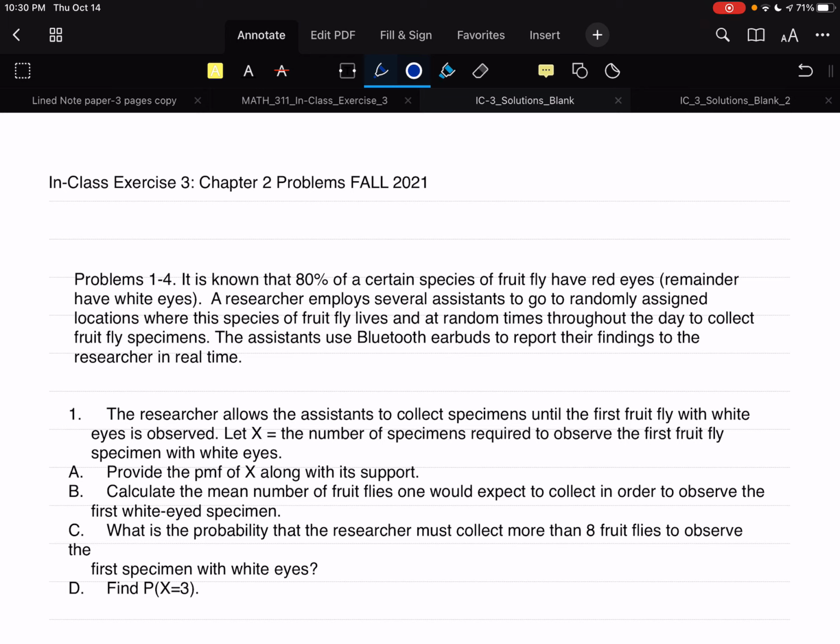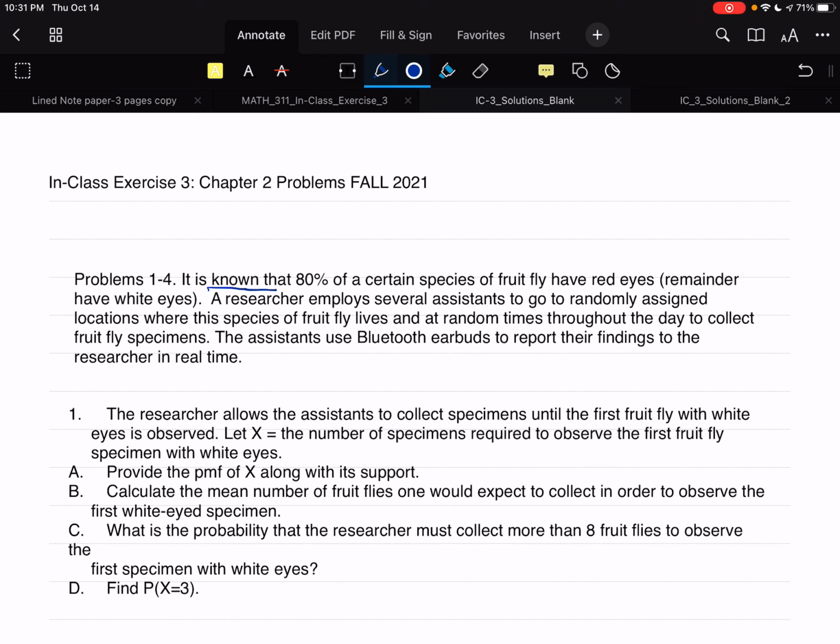Now, problems 1 through 4 use the information, and these numbers are made up, so please don't go out and start quoting statistics based on the situation here. I did take this from a real example, but I've changed the percentages. So I found a problem that talked about a certain species of fruit fly that have red eyes and white eyes. And we're going to say that it is known, so you assume that this is true, that 80% have red eyes. The remainder have white eyes.